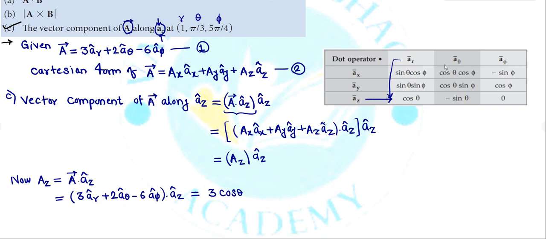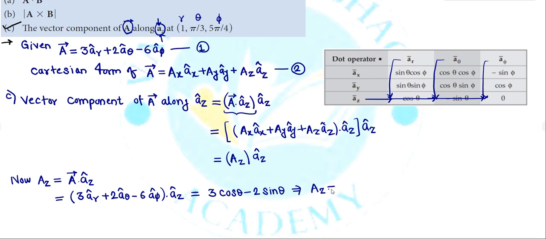Then next is the dot product between A theta and AZ. That will be minus of sine theta. So that too will be as it is, so that will be minus 2 sine of theta. And the dot product between A phi and AZ is 0. So we are left with this value only, that is 3 cos theta minus 2 sine theta. So this is our AZ.